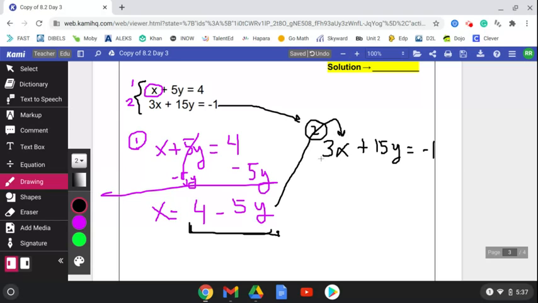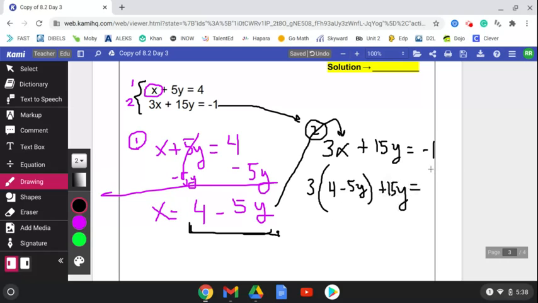So I'm not going to write x. I'm going to write what x is. So 3 times what x is, 4 minus 5y. Close the parenthesis. Bring the plus 15y down. Bring the equal sign down. Bring the negative 1 down.